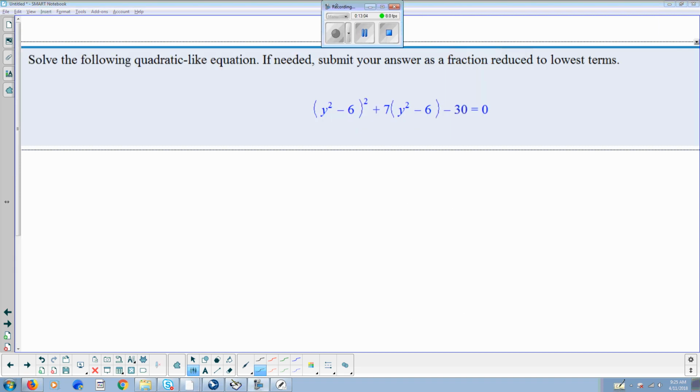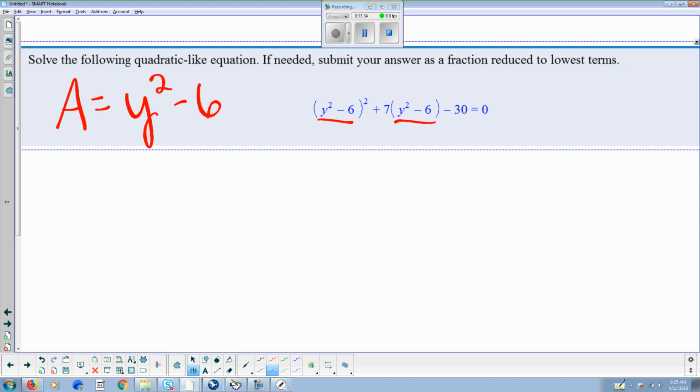Okay, this particular problem says to solve the following quadratic-like equation. If needed, submit your answer as a fraction reduced to lowest terms. It's quadratic-like because we have a quantity that's squared plus a coefficient times that same quantity, but the second time the quantity is to the first power, minus 30 equals 0. In order to solve this, we're going to let capital A equal y squared minus 6. That quantity is going to be substituted with capital A. So I'm going to write this as capital A squared plus 7 times capital A minus 30 equals 0.